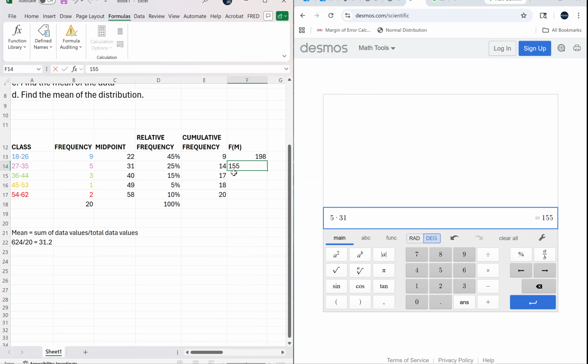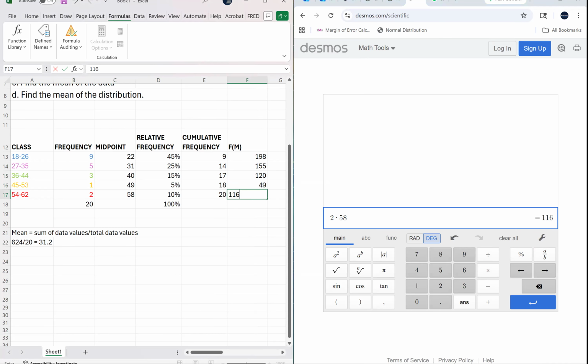Next one is 3 times 40. Then this one is 1 times 49. And then 2 times 58. Oh, is that one? No, it's not. I thought I could do it in my head. I'm tired. Okay. All right, 160.